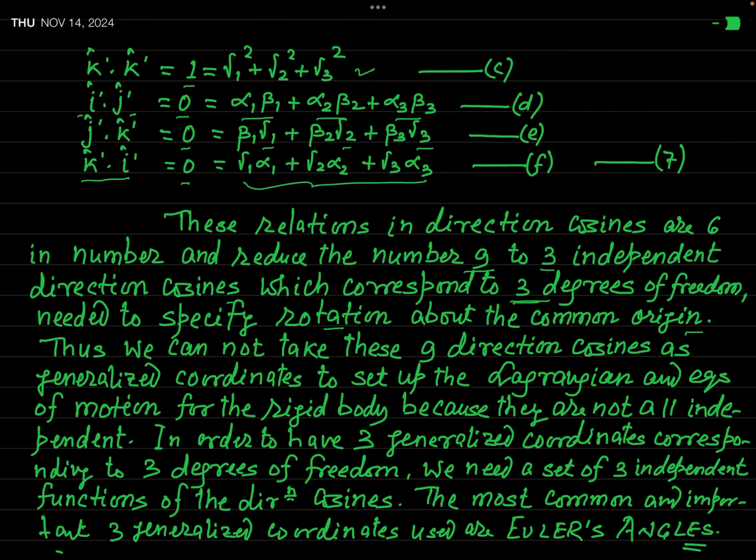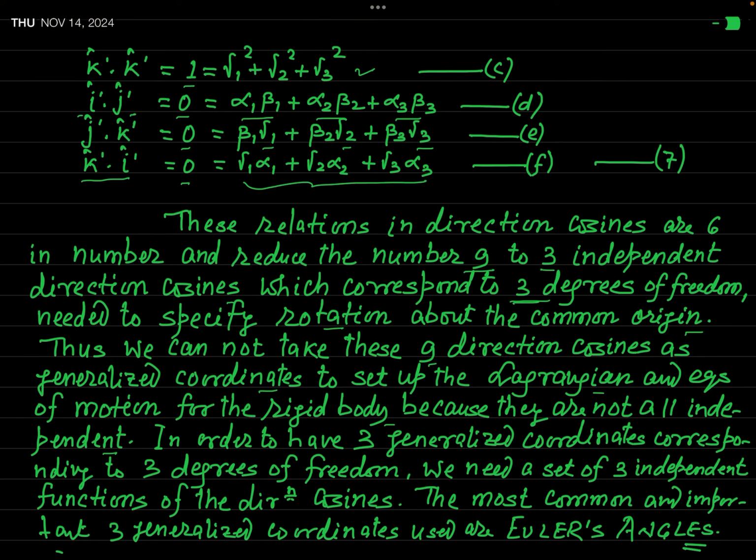So we cannot take the 9 direction cosines as generalized coordinates. You can't take these 9 direction cosines as generalized coordinates to set up the Lagrangian or equation of motion of the rigid body, because they are not all independent, but dependent on one another. You have only 3 degrees of freedom, and you have to choose only 3 angles of rotation to write down the Lagrangian or the equations of motion of a rigid body.